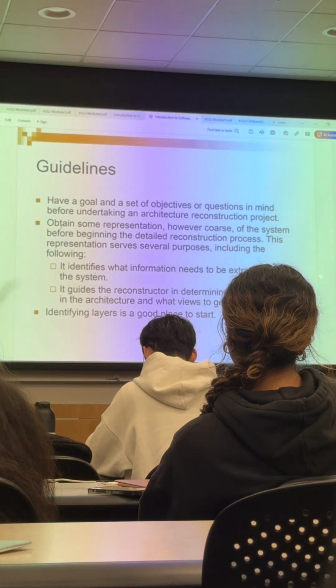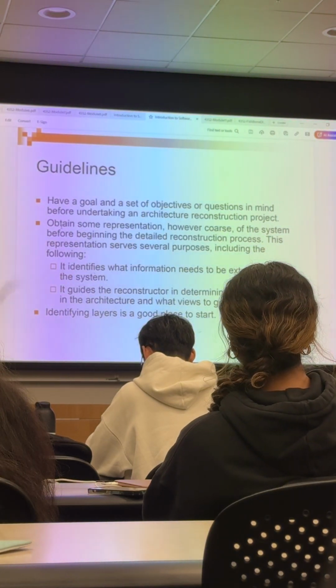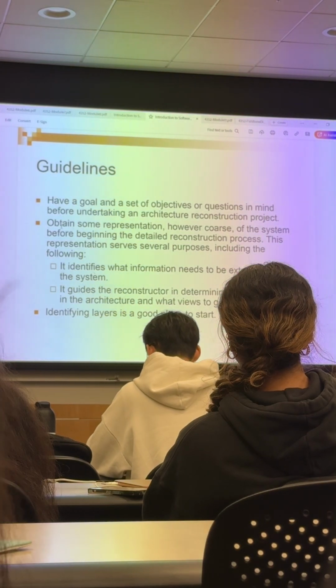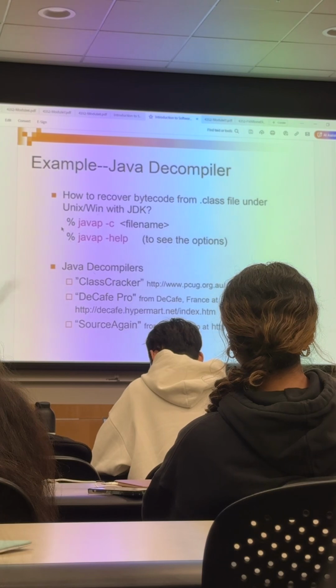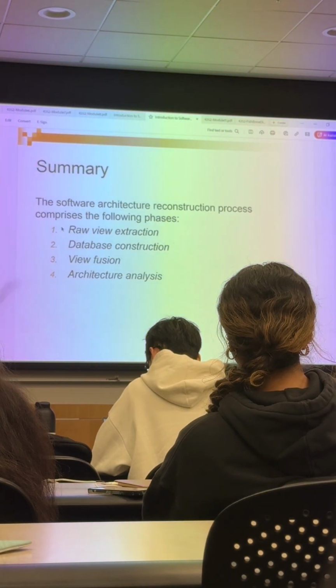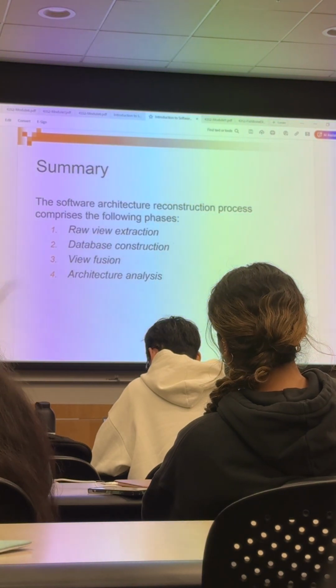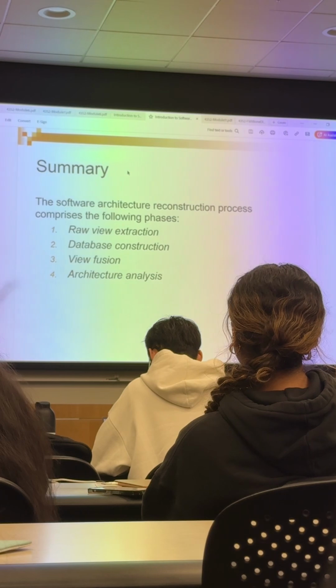So again, if the 4th step is showing significant errors, then that means you have to go back and redo the process. Okay, so that is what this is telling you. The 4 steps, again you should know what these are. Raw view extraction, construction of database, view fusion, architecture analysis.